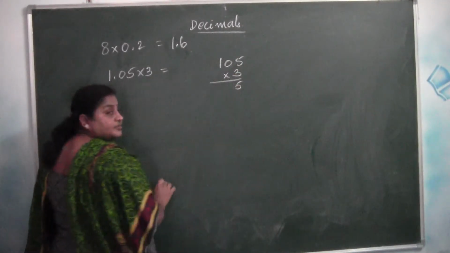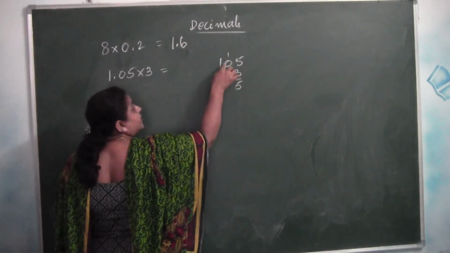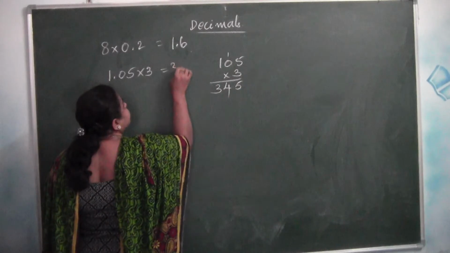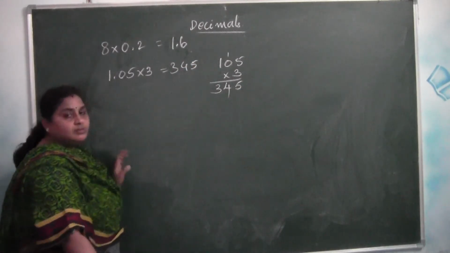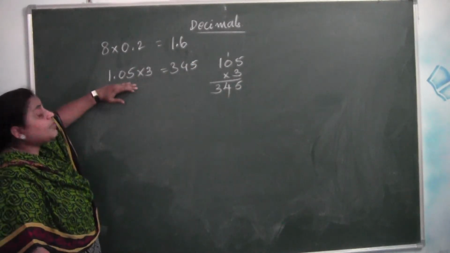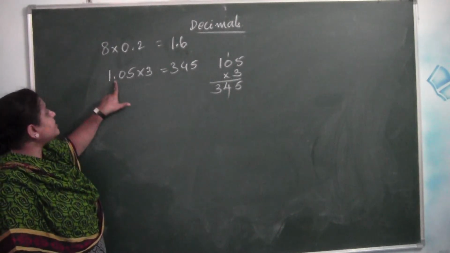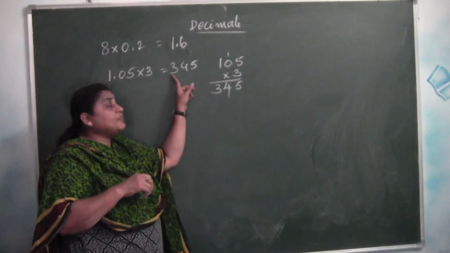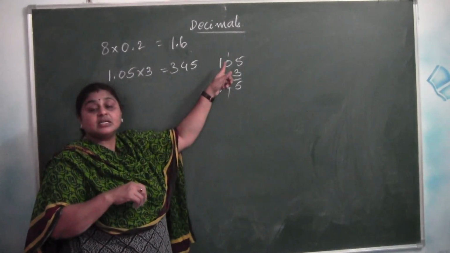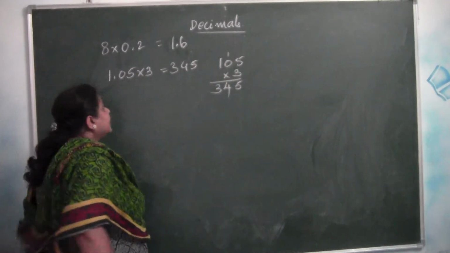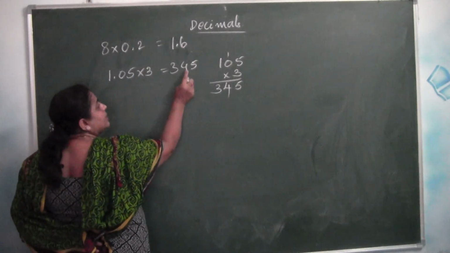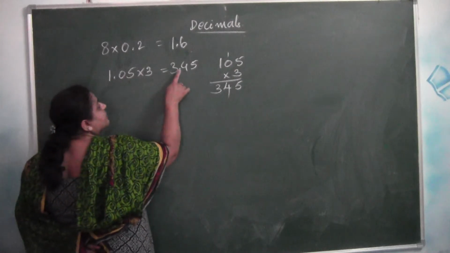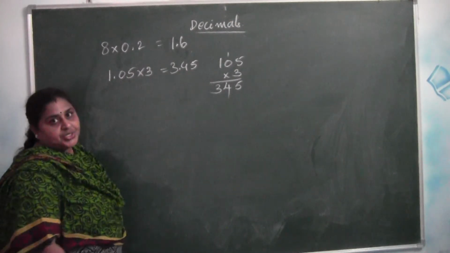3 5s are 15. 3 zeros are 0 plus 1, 1. 3 1s are 3. So what is the answer I got? 315. Now see, I have a decimal number here. After the decimal, how many digits? 2 digits. So from where should I count? From the beginning or from the last? From the last. Because here after the decimal there are 2 digits, therefore in the answer also 2 digits after the decimal.